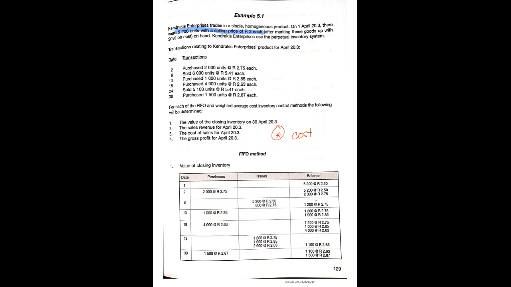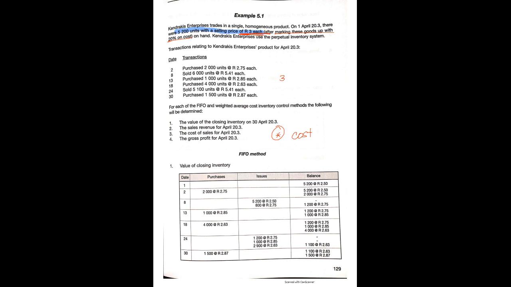So in this instance, they said to you 5,200 units were on hand on the 1st of April, but they gave you the selling price of 3 Rand each. Now, we naturally are not going to record them at the 3 Rand because that's the selling price. We need to record them at their cost. So they said to you, this was the selling price after they marked these goods up with 20% on cost. So immediately before even continuing, we would note then that 3 Rand is your selling price.